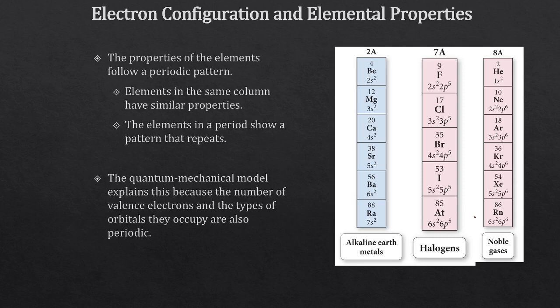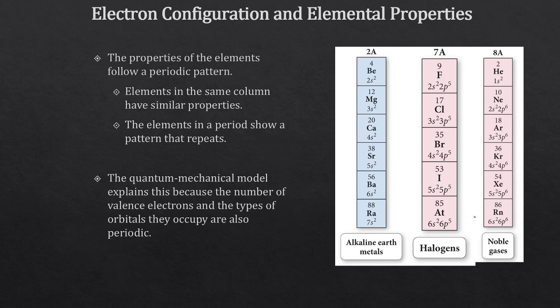So the quantum mechanical model explains this because they have the same number of valence electrons. And the types of orbitals they're going to occupy are also going to be periodic. So for example, we have 3 examples on the right here, one called alkaline earth metals, halogens, and noble gases. These are 3 examples of groups that have similar properties.